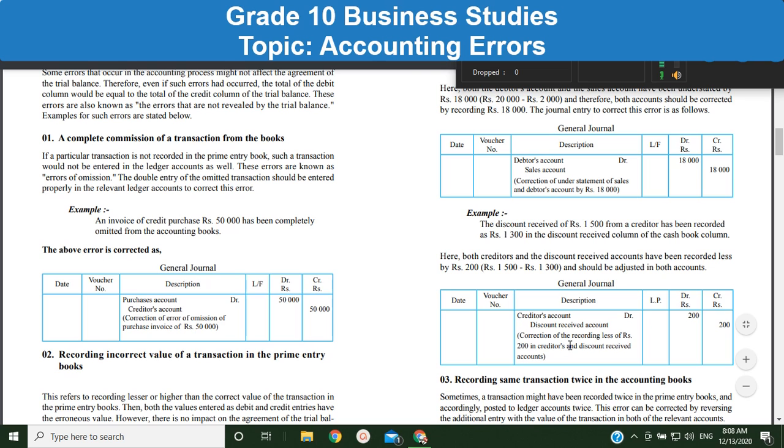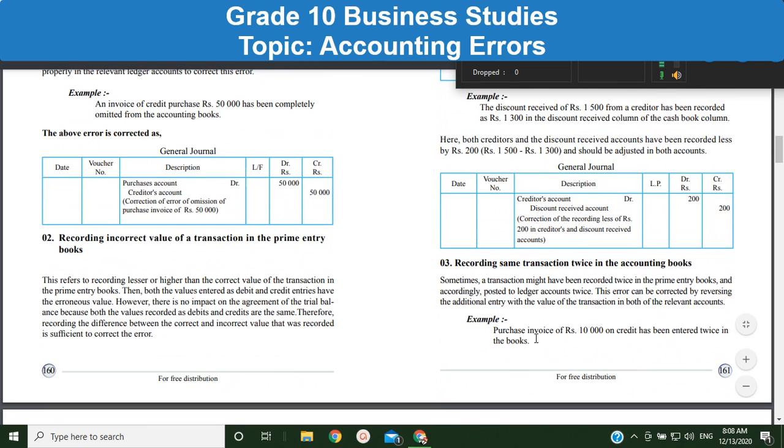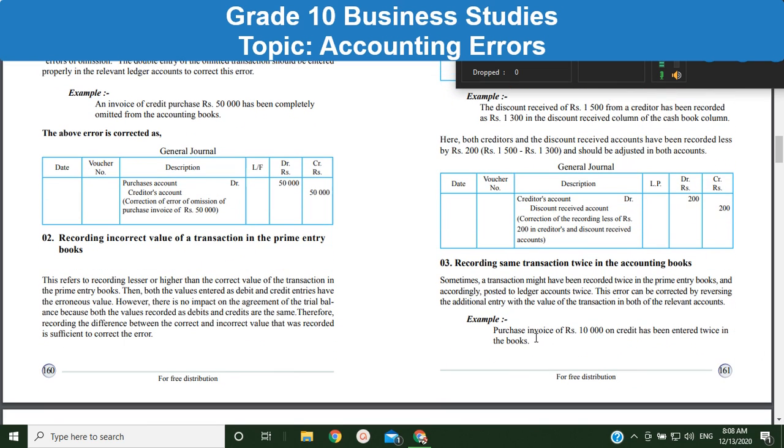Then narration. Right. So the third type of mistake is recording the same transaction twice in the accounting. That means the same transaction, let's say it is given as 10,000. You have written 10,000 two times. That's also a mistake. What you have to do is erase one time from both. If it is a credit purchase, you have entered in the purchase account two times as well as the creditors account two times. So one part you have to erase.